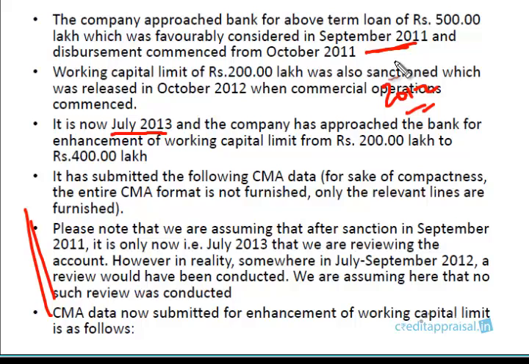Even though the loan policy guidelines stipulate that term loans are to be reviewed, sometimes credit officers don't do that. Because the focus usually is on renewal of the working capital limit so that it doesn't become NPA. Term loan becoming NPA is usually linked to the repayment.